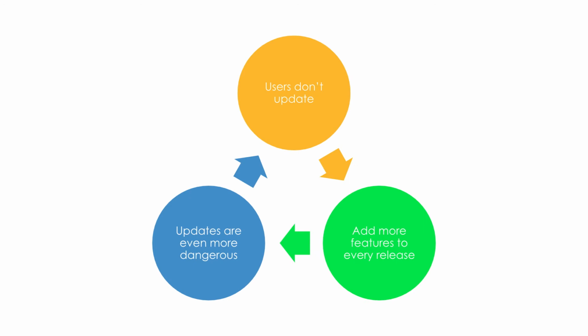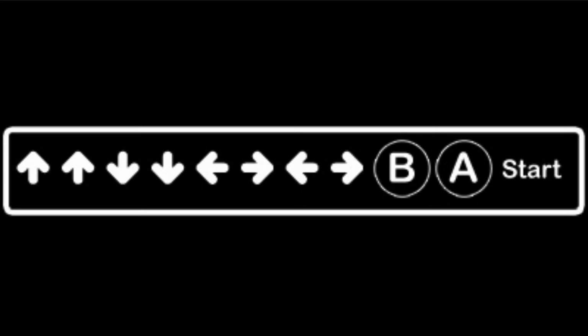So let's talk a bit about that. The users want updates, so the vendors will add more features to each and every release. And now the updates are even more dangerous, right? It's crazy. We have tons of features that we need to test before we apply it to production. So it looks like small chit-chat, you know, we'll click maybe up, up, down, right, left, and maybe it will work.